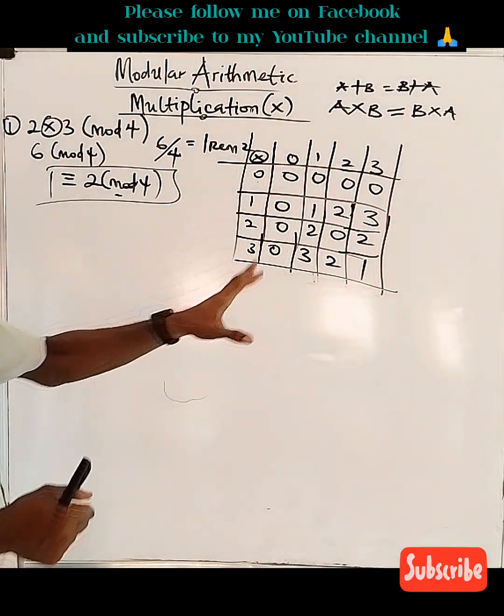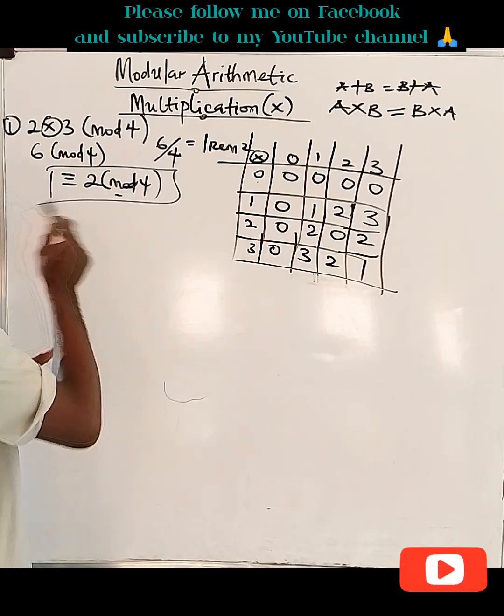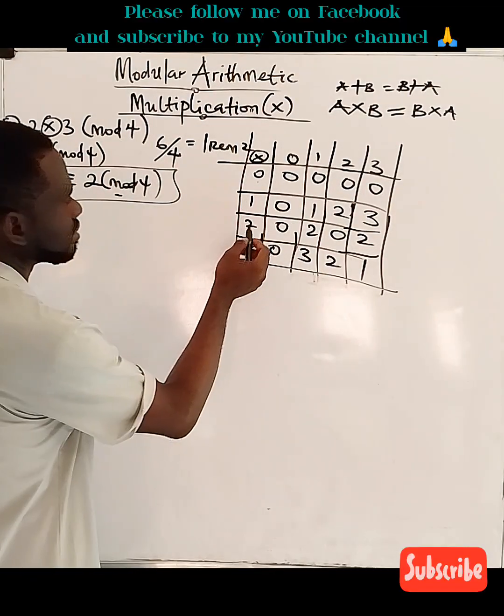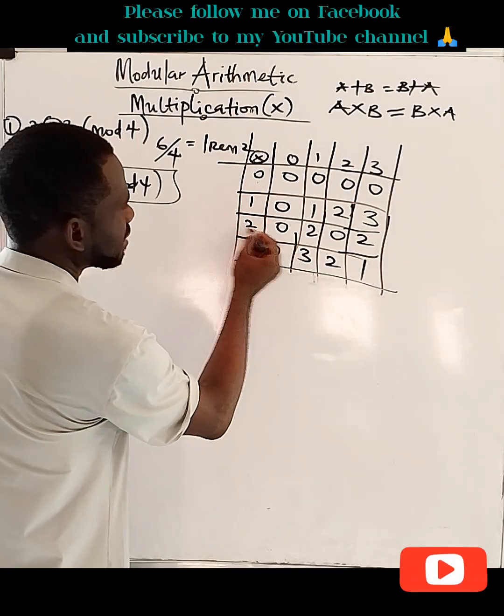So when we talk about multiplication, this is what we have. 2 times 3 is virtually the same thing as 3 times 2. So let's quickly look at it. 2 times 3, what are we going to get?